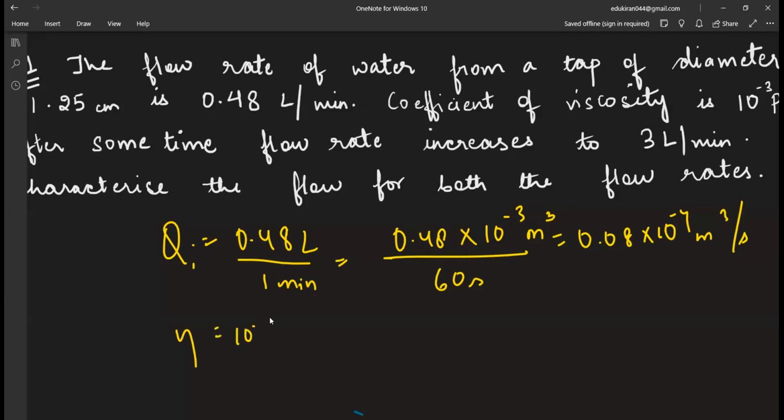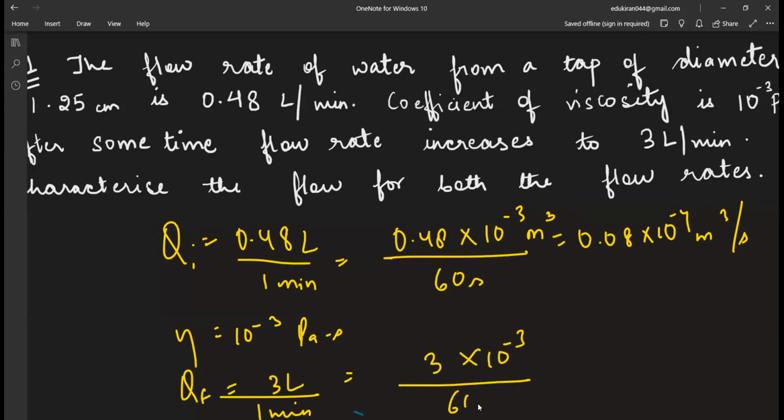Eta is given as 10 to the power minus 3 Pascal seconds. And what is the final one? It increases to 3 liters per minute. So it would be 3 into 10 to the power minus 3 by 60 seconds, which is 0.5 into 10 to the power minus 4 meter cube per second.